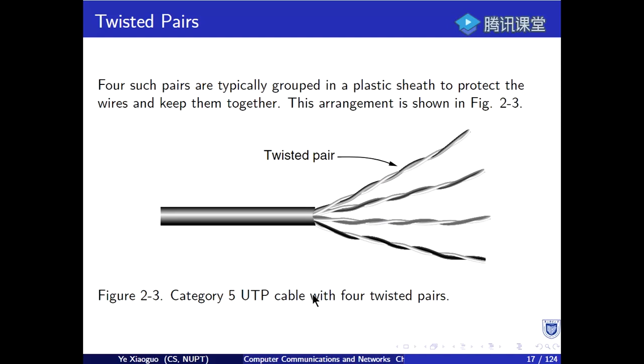Four such pairs are typically grouped in a plastic sheath to protect the wires and keep them together. This arrangement is shown in figure 3. The twisted pair, four pairs, eight wires in the plastic sheath. This is category five UTP cable with four twisted pairs. UTP means unshielded twisted pair.